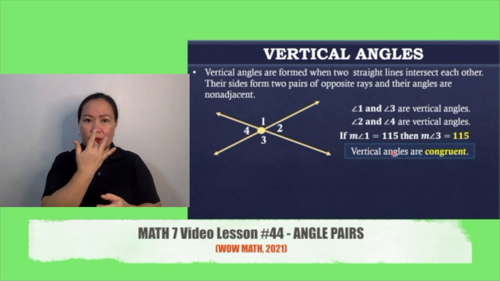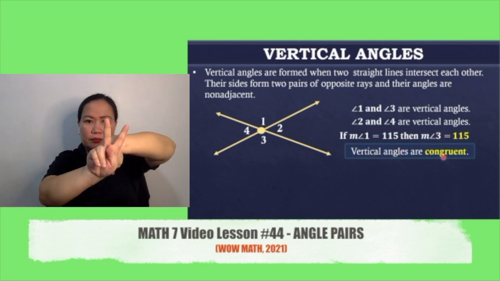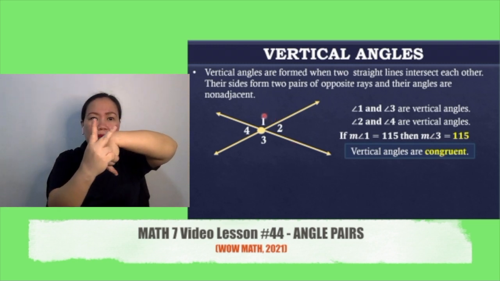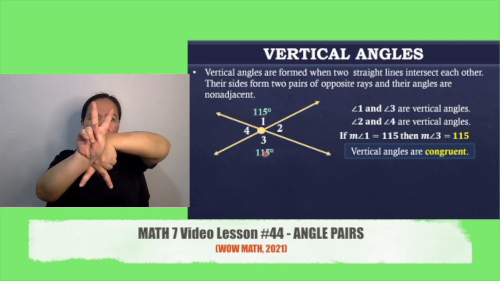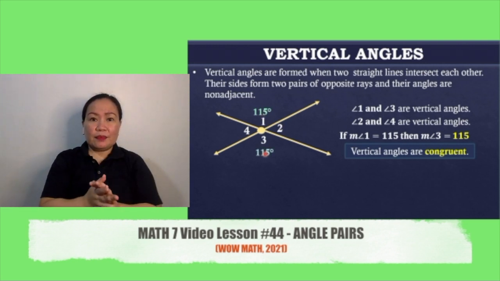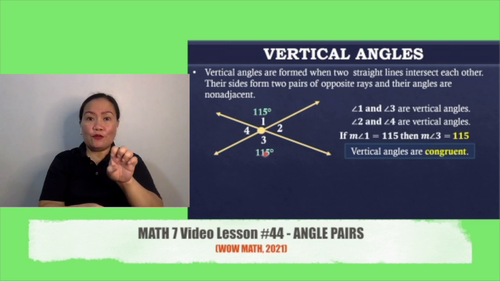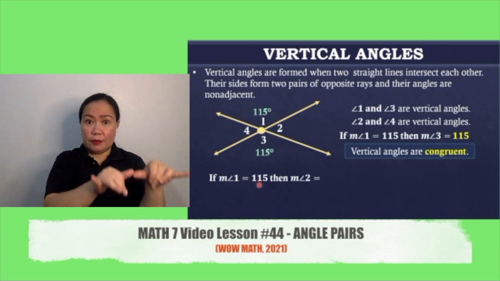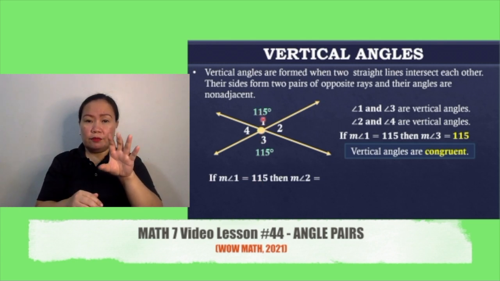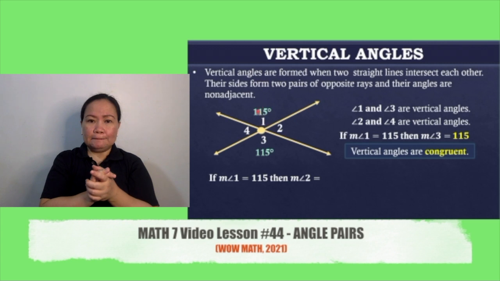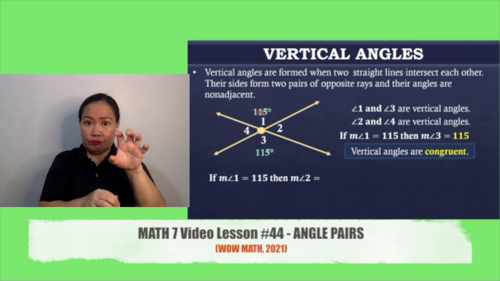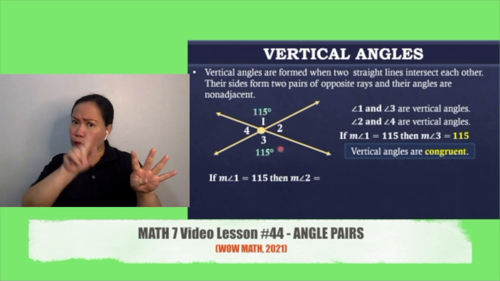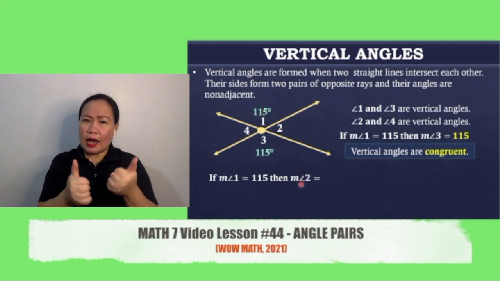Why? Because vertical angles are congruent. Palagi po yan. Okay? So, ibig sabihin, ito 115 degrees, ito 115 degrees. Reason, vertical angles are congruent. Now, if the measure of angle 1 is equal to 115, so given yon na ang measure ng angle 1 is equal to 115, paano natin makukuha yung measure ni angle 2 at ni 4? So, paano natin makukuha yung measure ni angle 2?